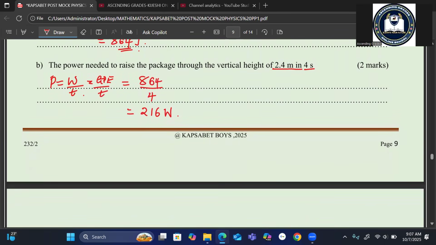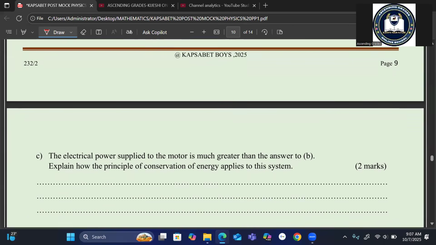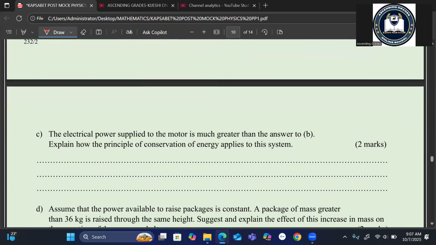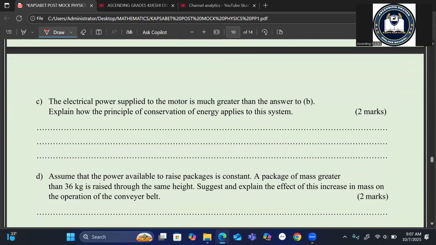Then part C: the electrical power supplied to the motor is much greater than the answer to B. So our previous answer, we have got as 216 watts.